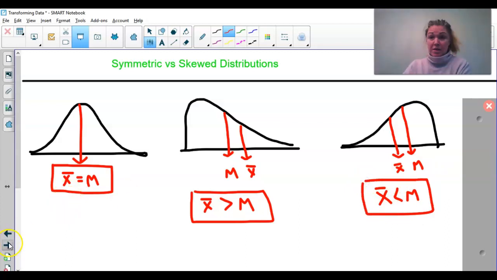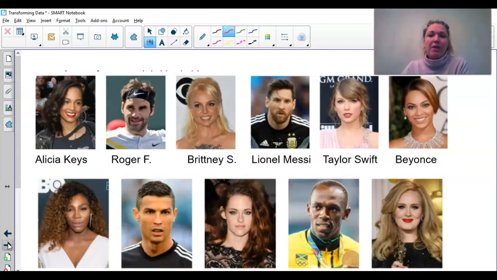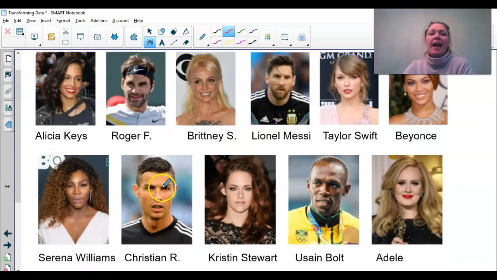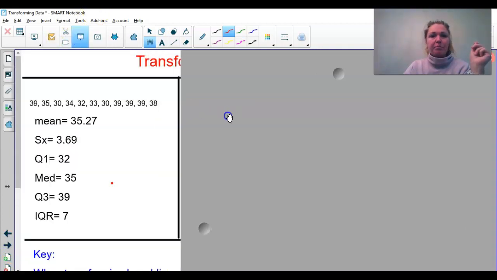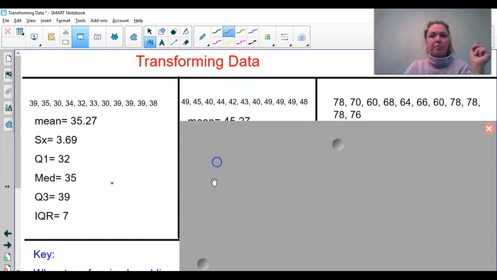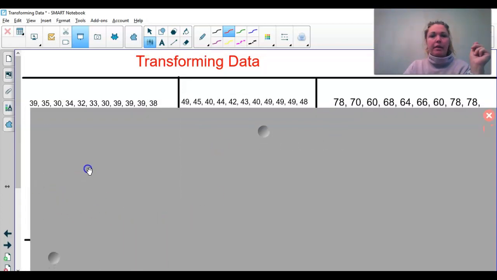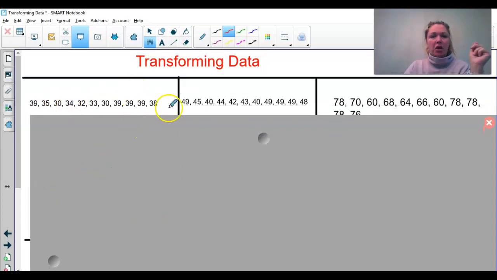Okay, let's move on with the new stuff for today. What I have up here is some celebrity athletes, and I researched their ages. I have the ages of all of these athletes right here, in this first column. So take a second, write this down in your notebook.